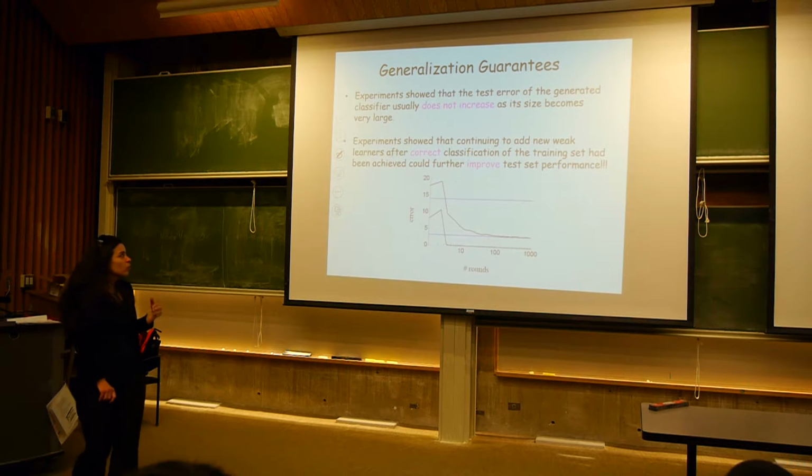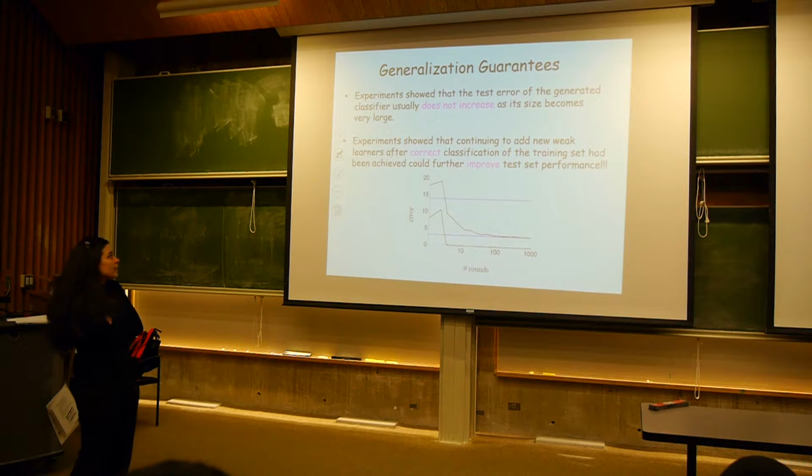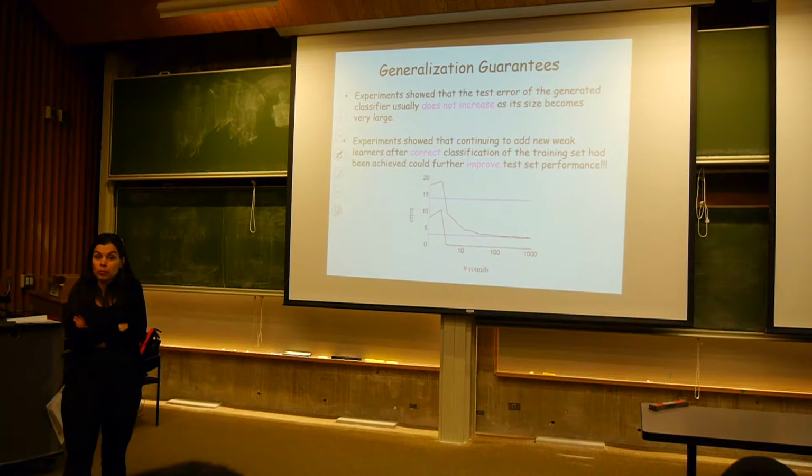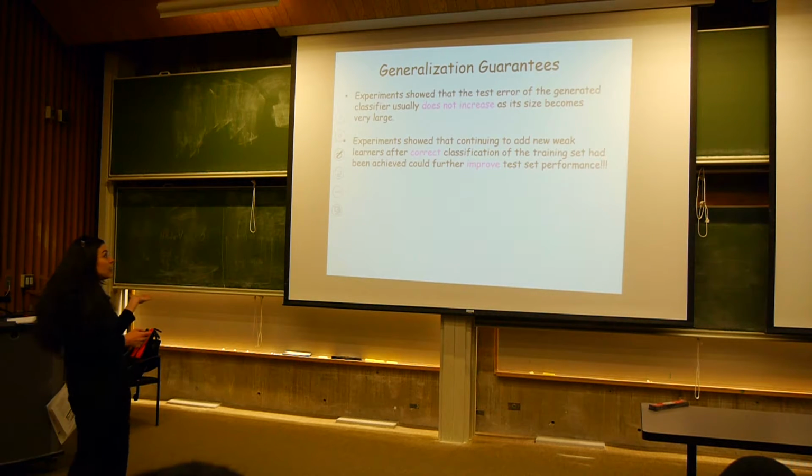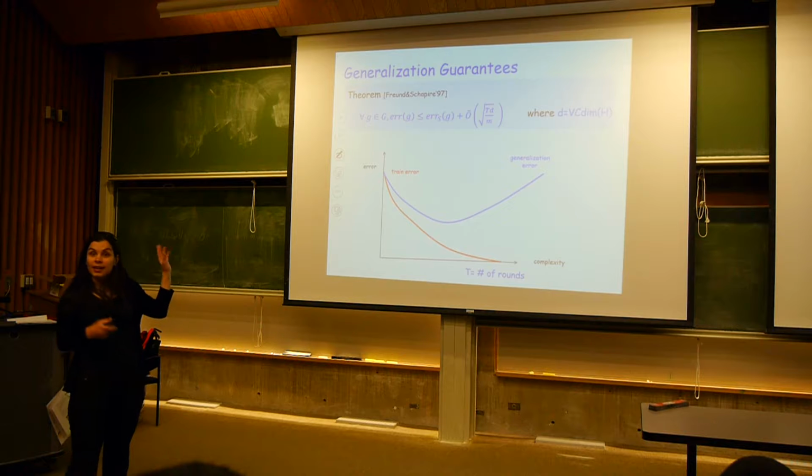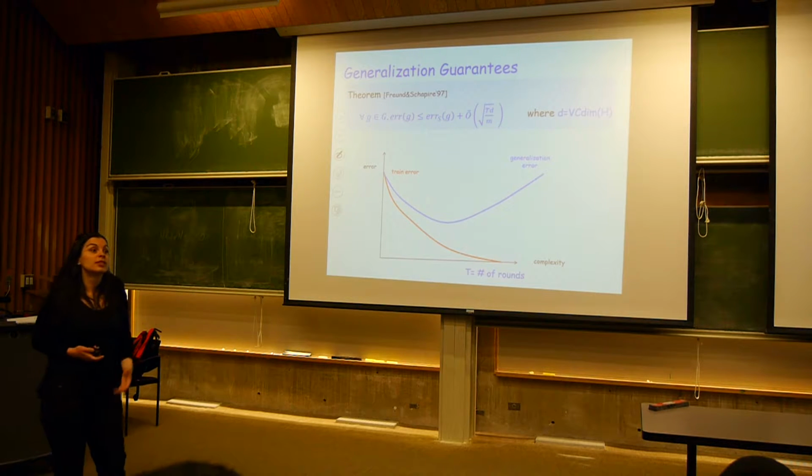Right? So basically, experiments with boosting show that continuing to add new weak learners, even after correct classification of the training set had been achieved, could further improve the test performance, which really contradicts the picture that we had on the previous slide and what you'd think about intuitively.